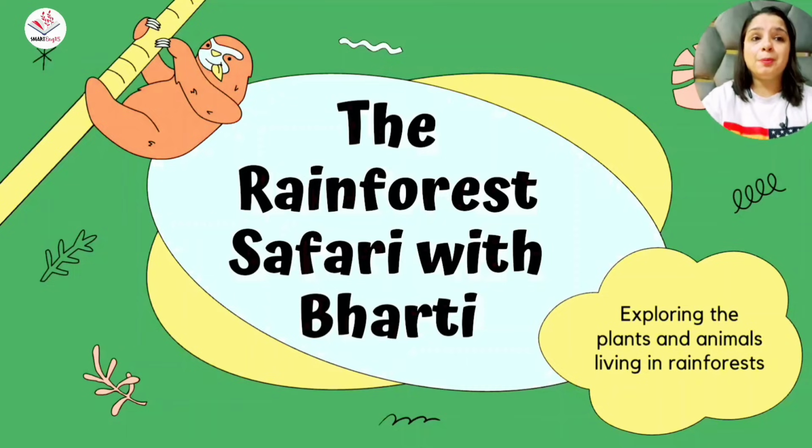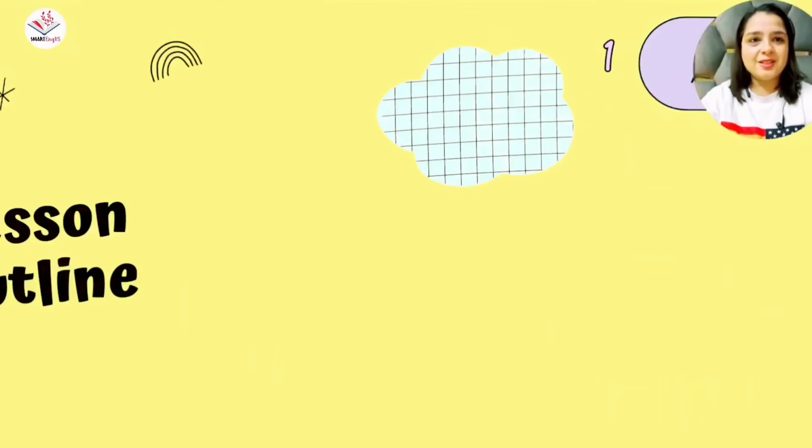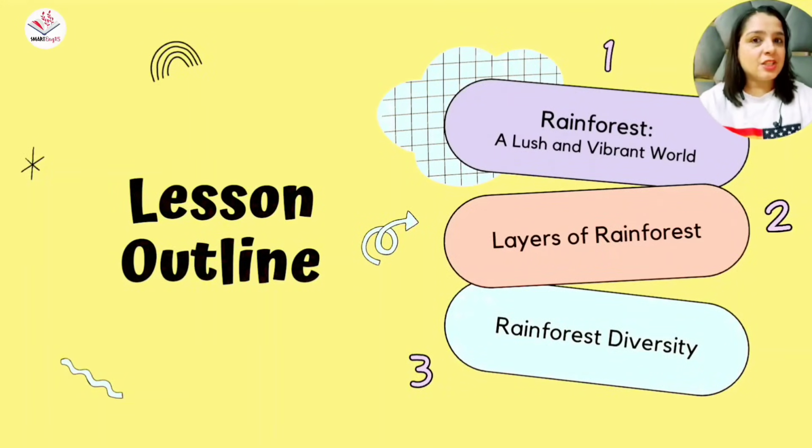Let's explore all the plants and animals who live in a rainforest through this session. So let's check out the lesson outline, what all we are going to learn in this session. About the rainforest, which is a lush and vibrant world. About the layers of the forest, this is definitely a new concept for you, so don't miss it. And the rainforest diversity, which means what kinds of animals and plants live in there. So let's move to the next.